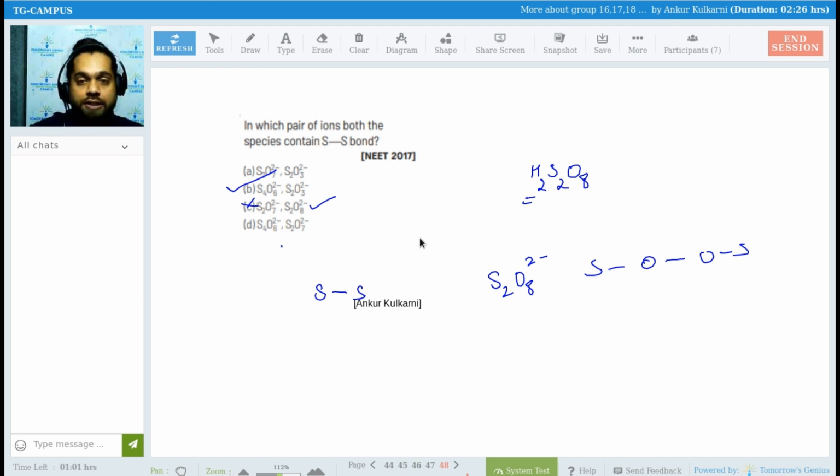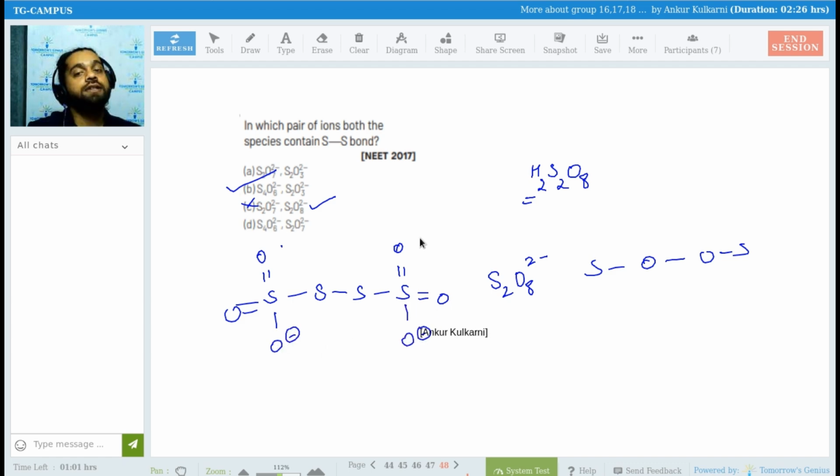S-S. The sulfur also has a good catenation property like carbon. So S-S-S, double bond O, double bond O, double bond O, double bond O. And how many oxygen are remaining? Any oxygen that is remaining? Yes, we have O minus, O minus. This is the structure of our S4O6 2 minus.